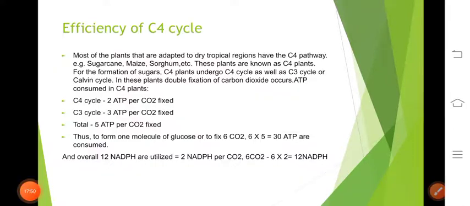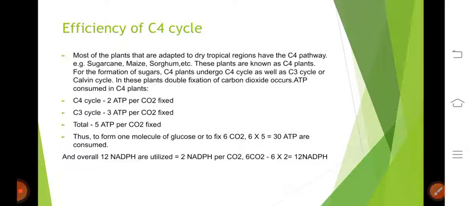The efficiency of C4 cycle. The cycle is mostly seen in sugarcane, maize, sorghum plants. Normally C3 cycle is utilizing 3 ATP molecules per carbon dioxide. Here C4 cycle will be utilizing 2 ATP molecules per carbon dioxide. So totally 5 ATP molecules, because both the cycles are happening.